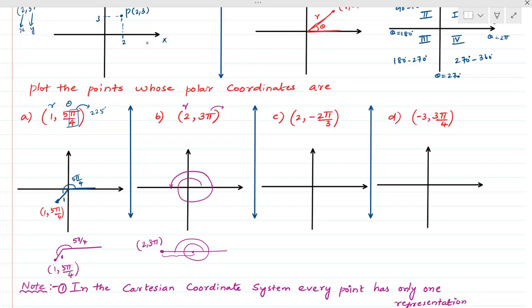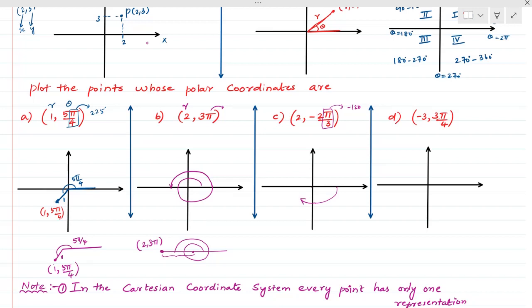Now coming to the next one, which is minus 2 pi over 3. Pi over 3 is nothing but 60, and multiplied it becomes minus 120. Minus 120 means it is going in the opposite direction. It starts from here, 90 is here, and 120 will be here.